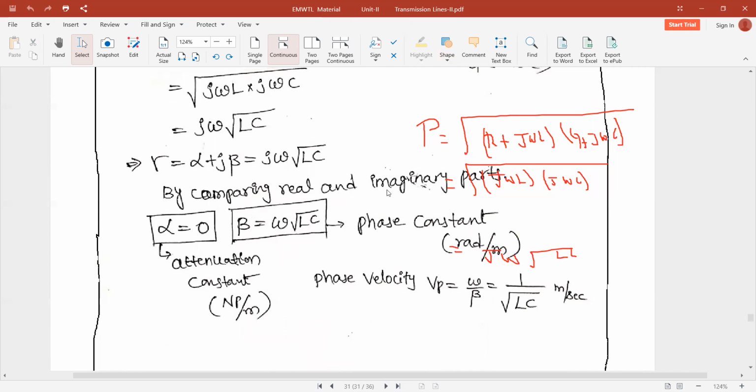By comparing the real and the imaginary part, alpha is equal to 0, the attenuation constant is 0, which means it is lossless. Beta is equal to omega root LC, the phase constant, in radians per meter, and the attenuation constant is in Nepers per meter. We already know the phase velocity is omega by beta, or it is 1 by root LC.